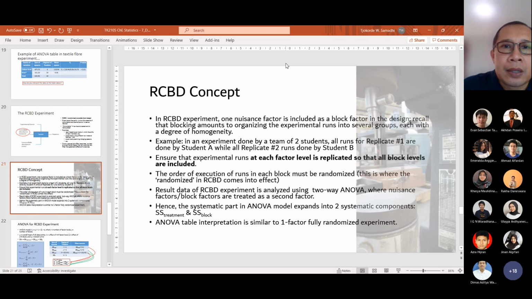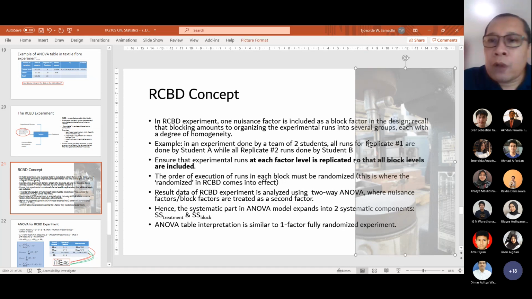All right. So in an RCBD experiment, one nuisance factor is included as a block factor in the design. Now recall that blocking amounts to organizing the experimental runs into several groups, blocks, each with a degree of homogeneity. Example: in an experiment done by a team of two students, the easiest way to include a block factor in your experiment is, as an example, all runs for replicate number 1.